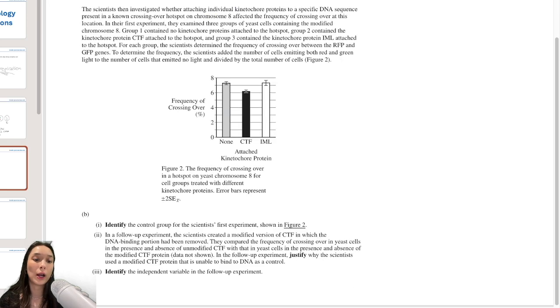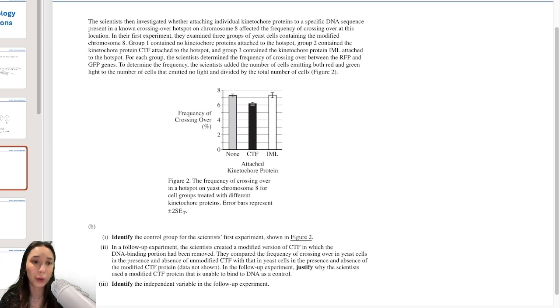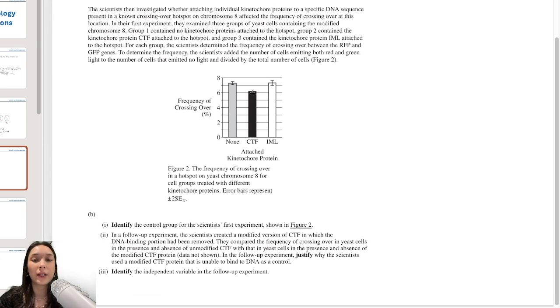And then moving on, you have another graph here. And in addition to the question, it says the scientists then investigated whether attaching individual kinetochore proteins to a specific DNA sequence present in a known crossing over hotspot on chromosome 8 affected the frequency of crossing over at this location. In their first experiment, they examined 3 groups of yeast cells containing the modified chromosome 8. Group 1 contained no kinetochore proteins attached to the hotspot. So right here, they're giving you the parameters of the experiment.